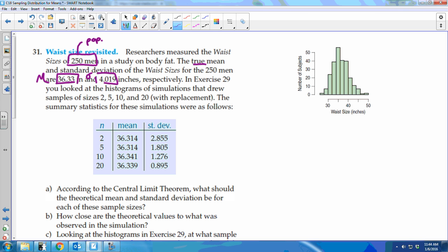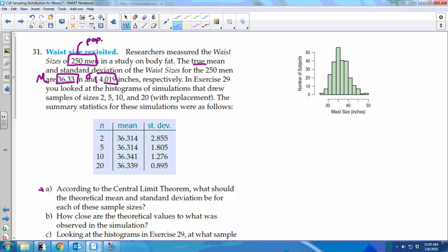In exercise 29, you looked at the histograms of simulations that drew samples of sizes 2, 5, 10, and 20. And the summary statistics for these simulations were as follows. So it gives you different sample sizes and then gives you means and standard deviations based on those sample sizes, based on a simulation. Part A says, according to the central limit theorem, what should the theoretical mean and standard deviation be for each of these sample sizes? Remember, our sampling distribution model is totally theoretical.